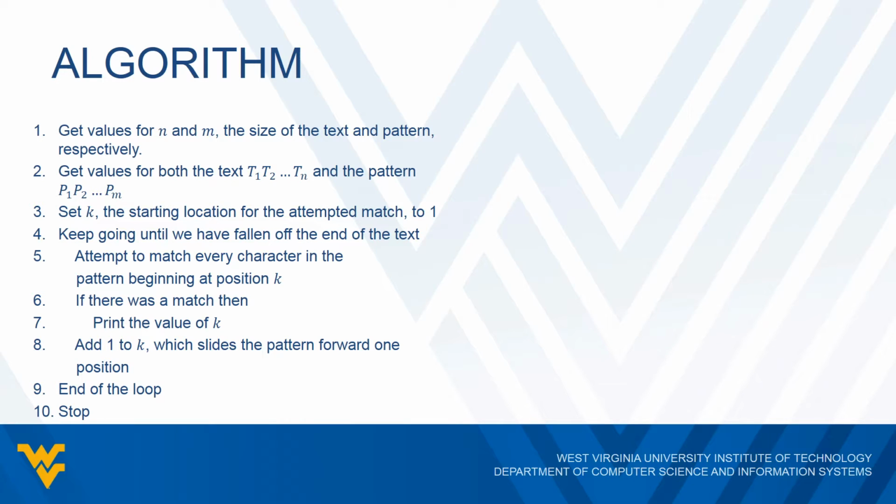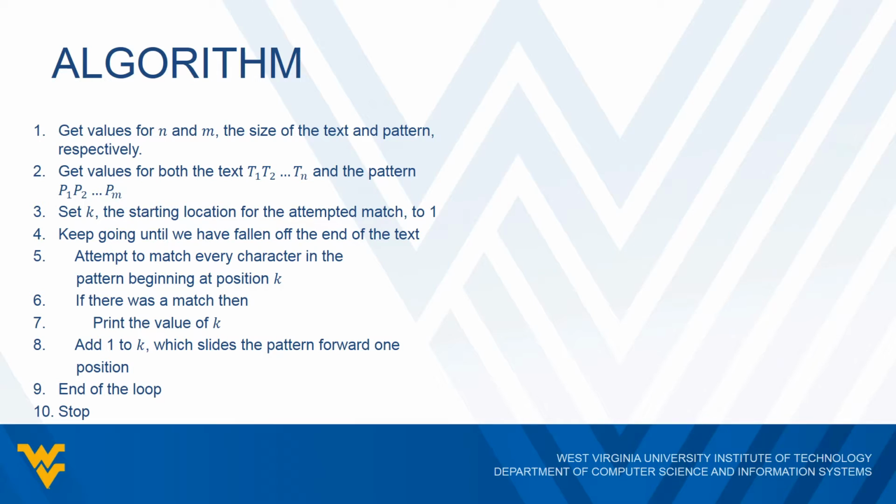Here's the complete algorithm for solving our pattern matching problem. The first step is we need to get N and M, so we need to know the size of the text and the size of the pattern. The next step would be to get the values for both the text and the pattern. We need to know what our text is and what our pattern is if we're going to see if the pattern exists in our text.